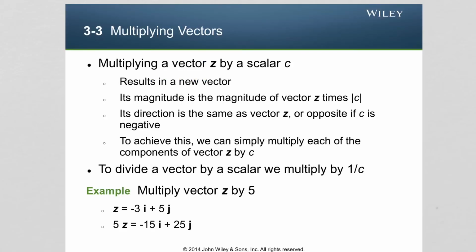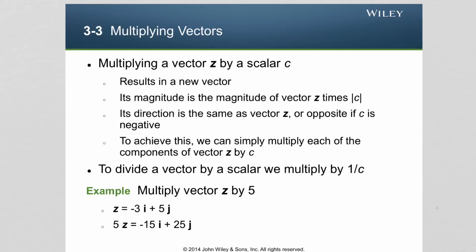I already mentioned the rules about multiplication of a vector by a scalar quantity, but let's do it again just to reinforce the concept. So multiplying a vector z by a scalar quantity c results in a new vector. The magnitude of the new vector is the magnitude of the original vector z times c. The direction of the new vector is the same as the original vector z, or opposite if c is negative. So if c is positive, the original direction remains the same. If c is negative, the direction inverts.